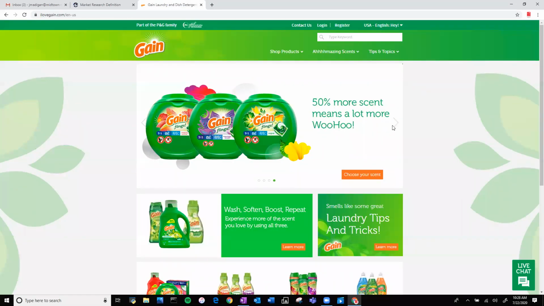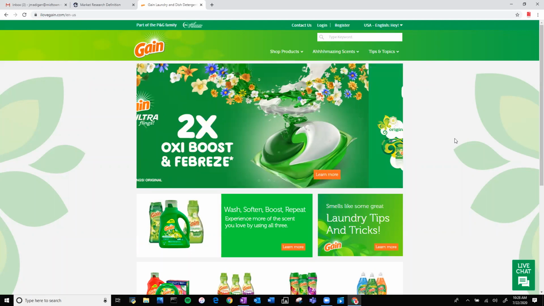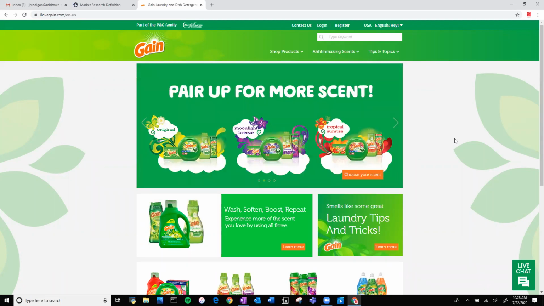We go back to Gain, and because Tide is already pushing for being clean, Gain has to push somewhere else. When people think clean, it's going to be harder for Gain to sell their product if people are already thinking Tide. So that's what we would say is them trying to find their niche in the market, trying to find a spot that they can really push for their marketing. So I think it's pretty clear for everybody to see.